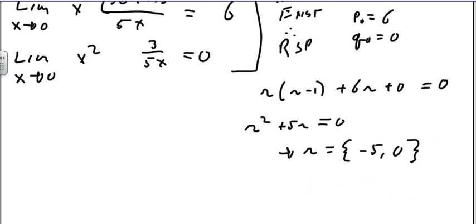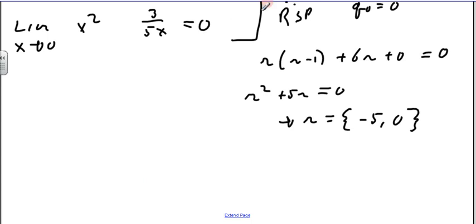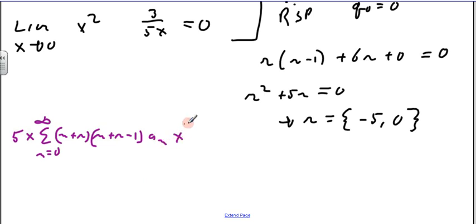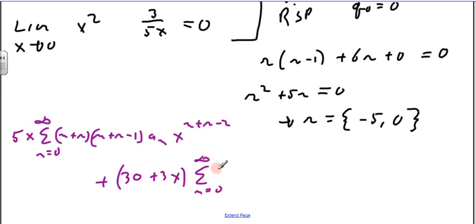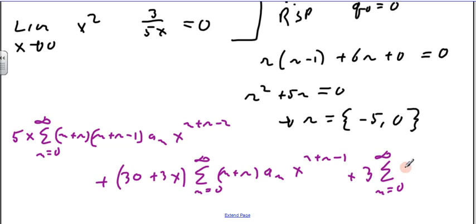Okay. So now we look at the problem. I'm going to have 5x times the summation n equals 0 to infinity of n plus r, n plus r minus 1, a n x to the n plus r minus 2, plus 30 plus 3x times the summation n equals 0 to infinity of n plus r, a n, x to the n plus r minus 1, plus 3 times the summation n equals 0 to infinity of a n x to the n plus r, is equal to 0.